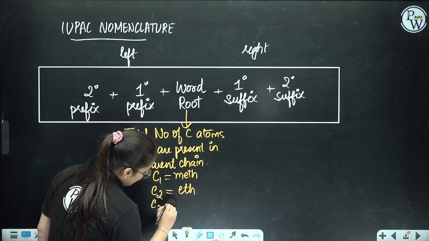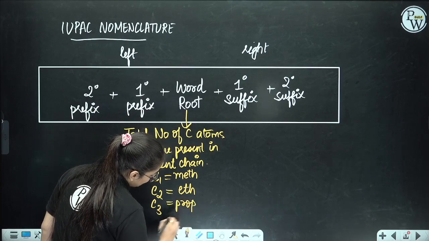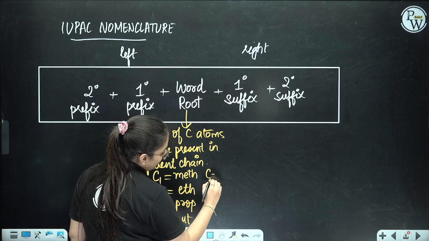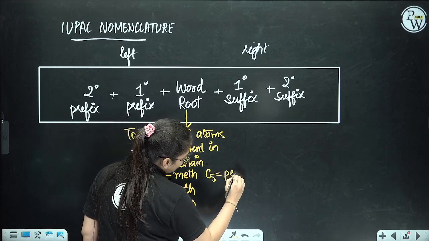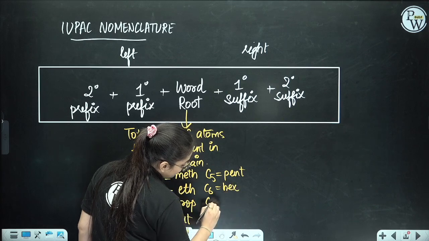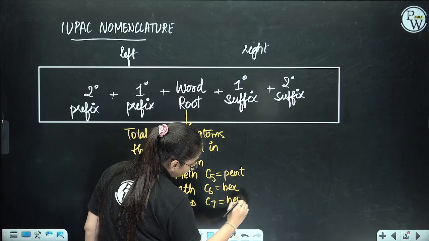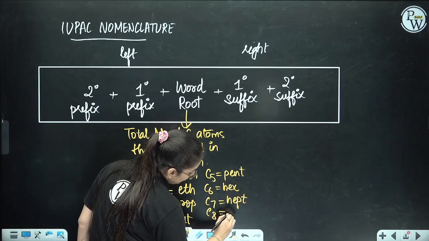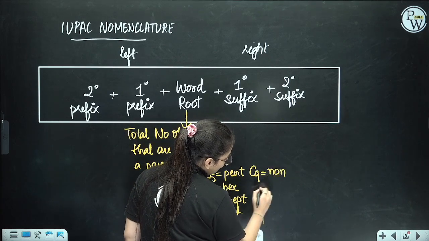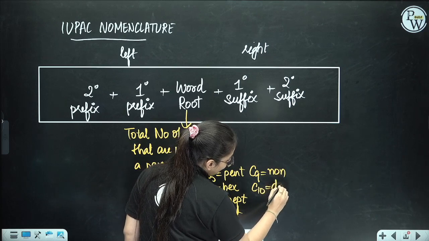If there are 3 carbon atoms, students, you will be writing prop. For 4 carbon atoms, you are going to write but. For 5, pent. For 6, hex. For 7, hept. For 8, oct. For 9, non. And for 10 carbon atoms, you are going to write dec.